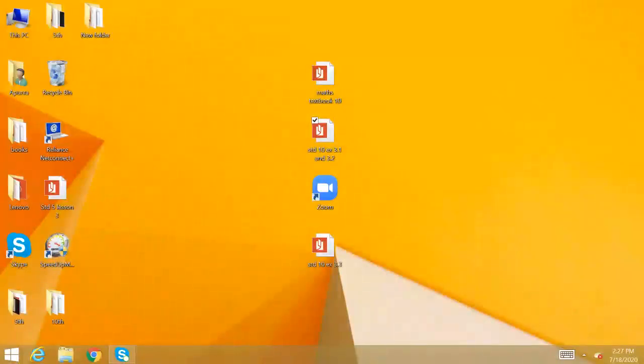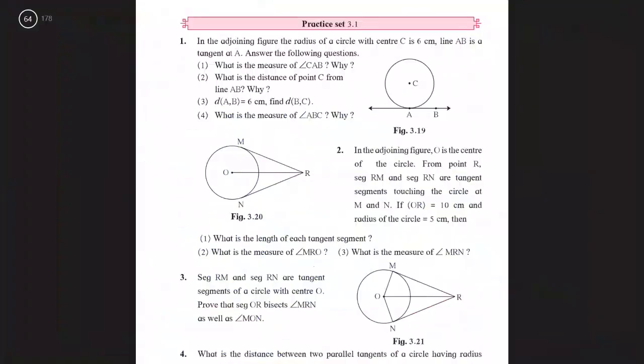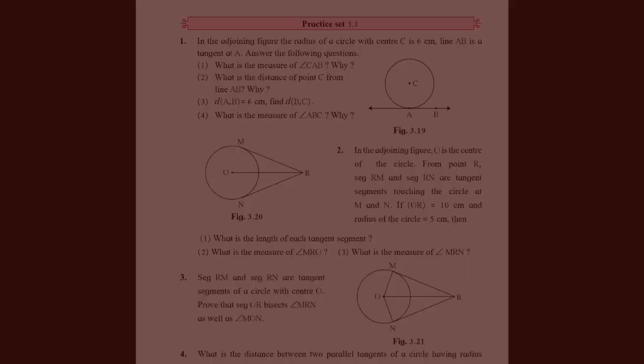Second question, what is the distance of point C from the line AB? So that distance is 6 centimeter. The reason is that it is the radius of the circle. Third question, distance of AB equal to 6 centimeter. Find the distance of BC. Now AB is 6, and CA we know is 6 centimeter, given. So find the distance of BC.